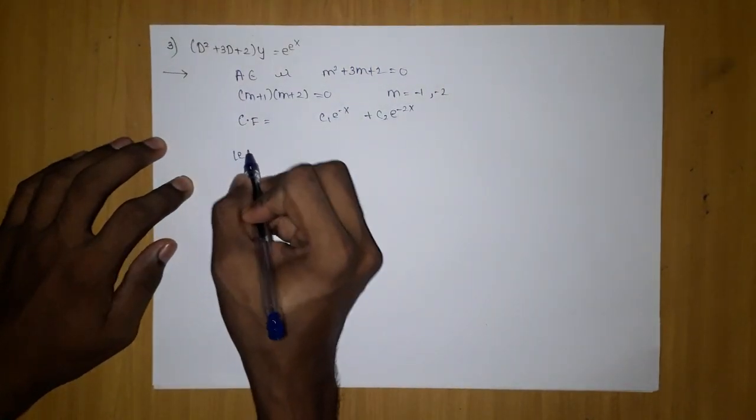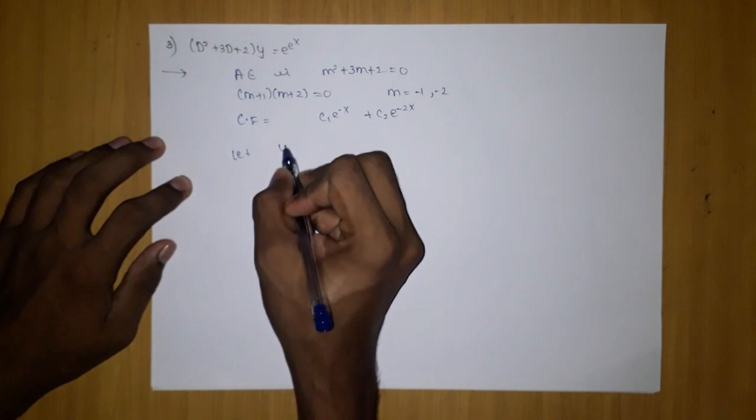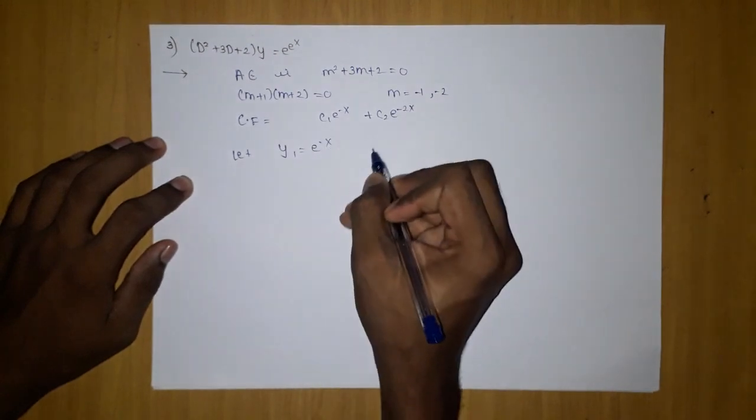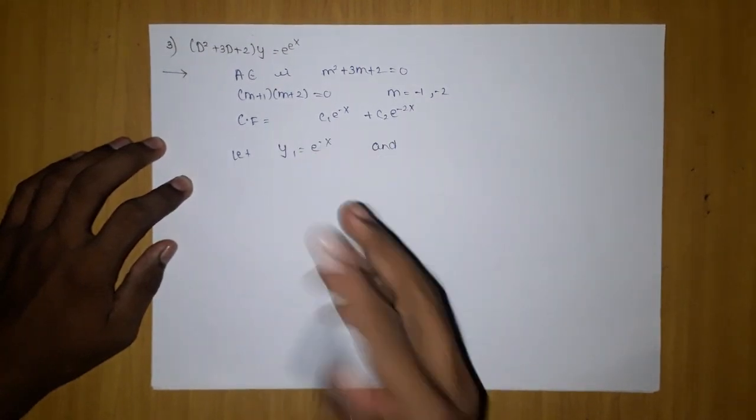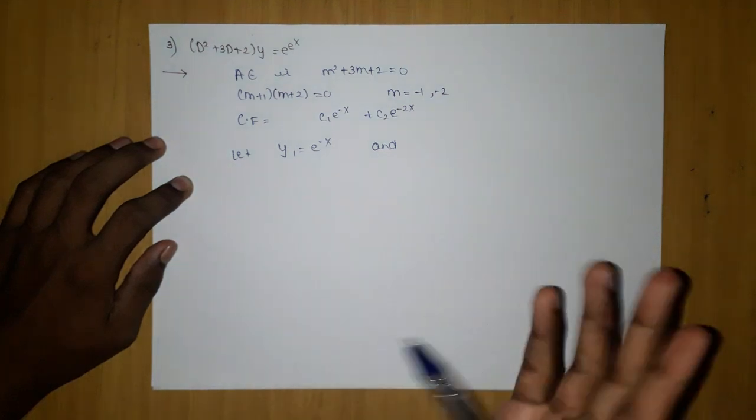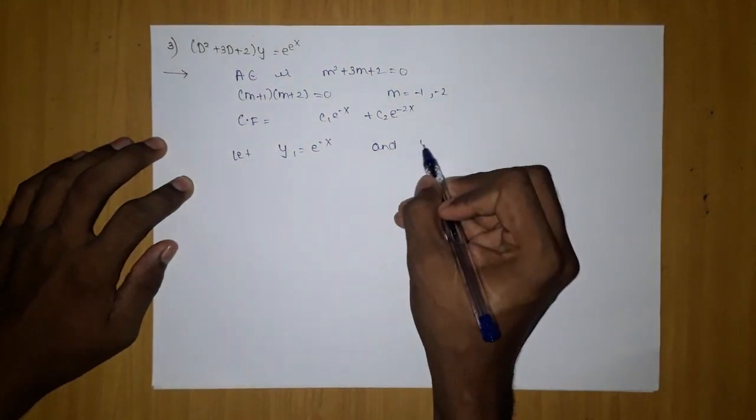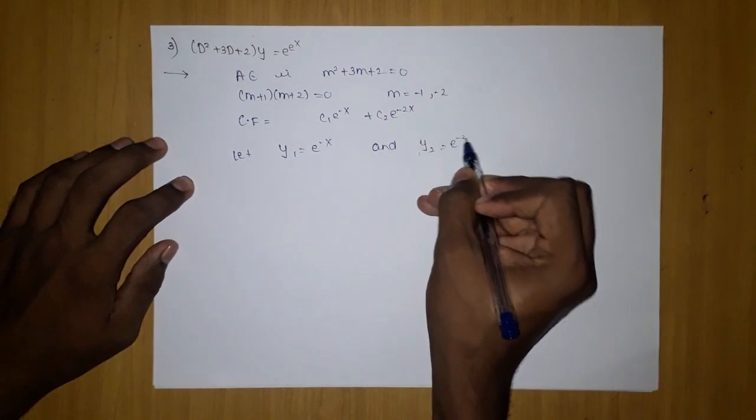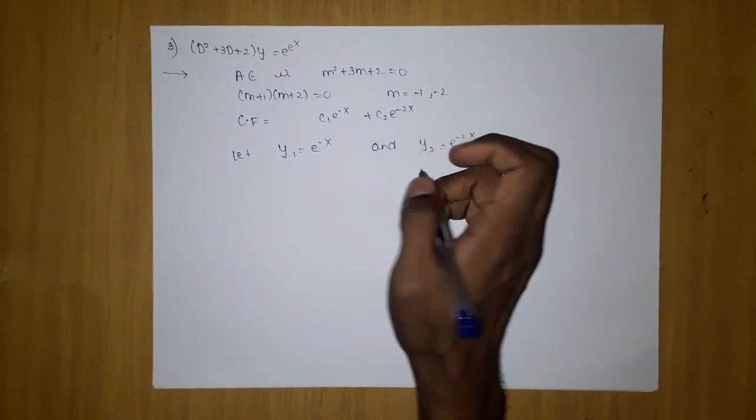Now we know y1 will be e to the power minus x, whatever is attached with c1 will be y1, and whatever is attached with c2 will be y2. So y2 will be e to the power minus 2x. Do you agree with this?